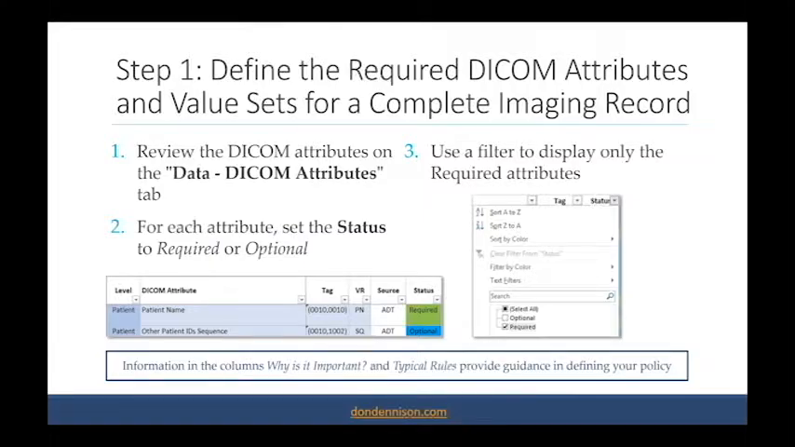And then you can use the typical spreadsheet filter to filter down to just the required attributes. So when you start this process, you'll see there are actually a number of potential candidates for inclusion in your policy that are listed there as either required or optional. But when you filter it down to the required attributes, typically it's quite a reasonable list for you to manage.